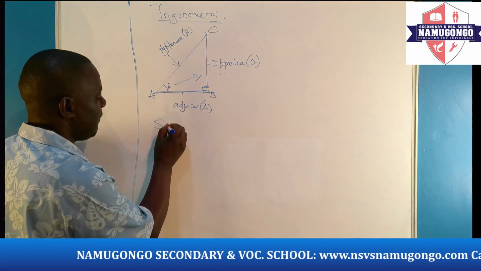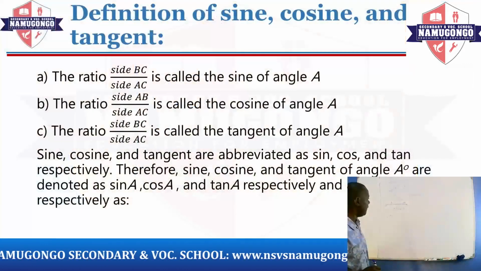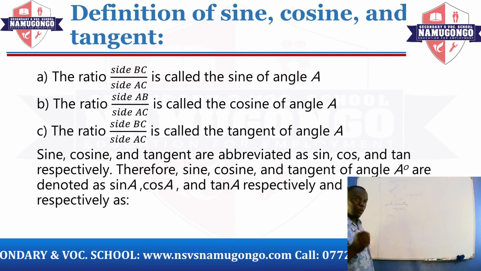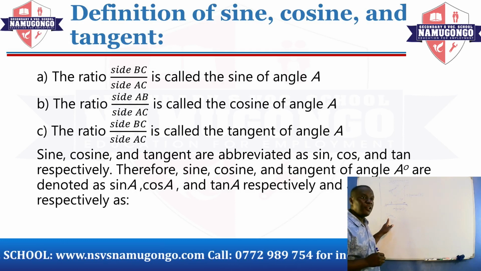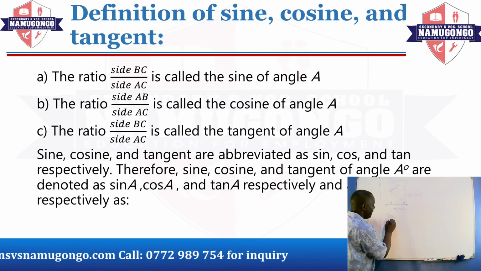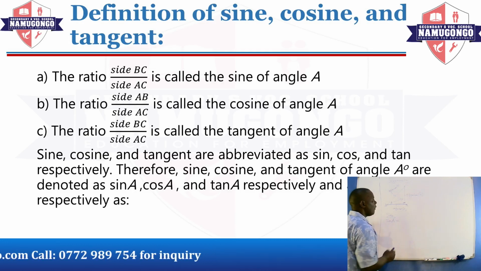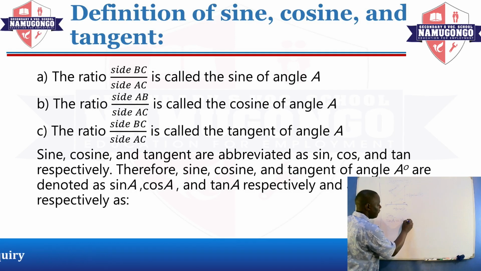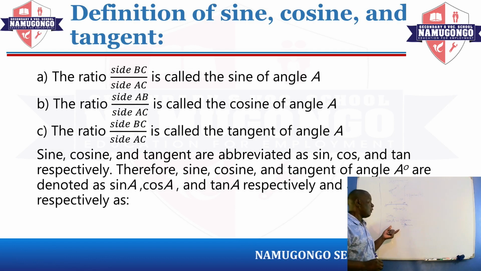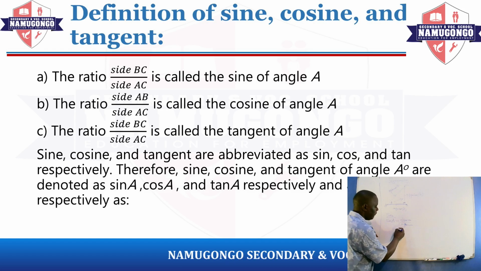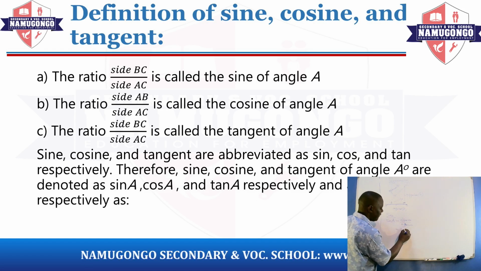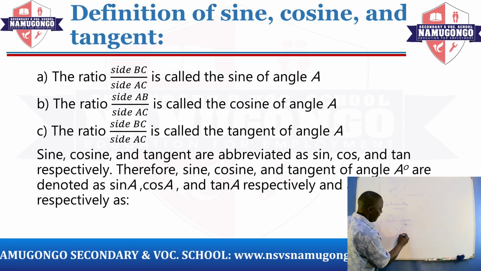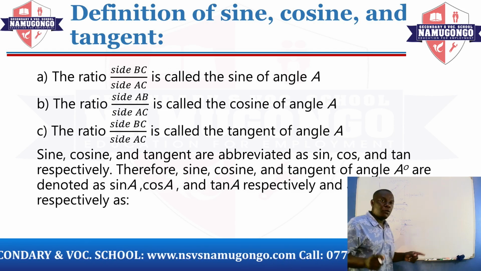The first one is sine. I'm now interested in sine of angle A. And we take the first three letters, so I'll write it as sin A. This is the ratio of the opposite to the hypotenuse. So sin A is equal to the opposite out of the hypotenuse. Our opposite is BC. Our hypotenuse is AC. That is sine of angle A.